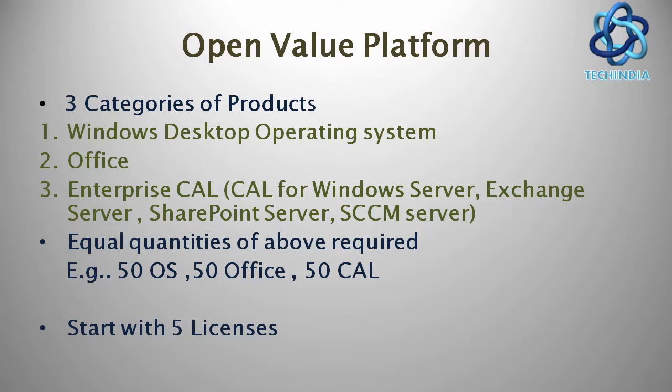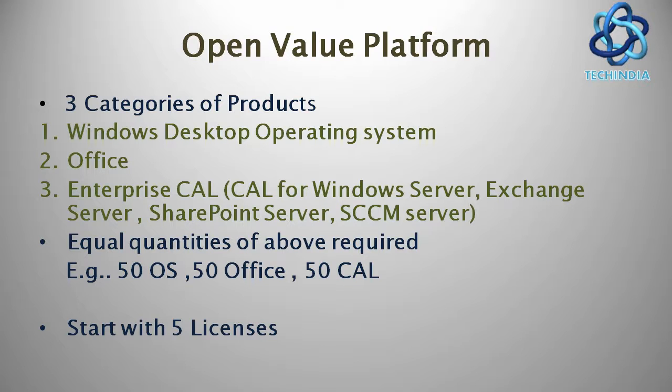Next is Open Value Platform. Here you have three categories of product. Here also there will be a combination. Same thing: Windows desktop operating system, Office, Enterprise CAL. You will get Windows Server, Exchange Server, SharePoint CAL, as well as SCCM Server CAL licenses. But here what is the thing? Equal quantity of the above is required.